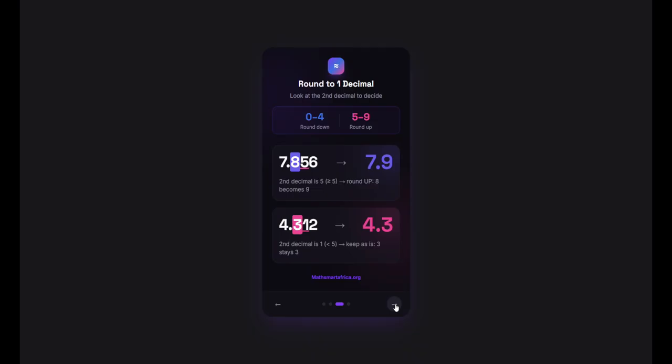In the first number, the first decimal is an 8, second decimal is a 5, so the 8 increases with 1, and it becomes 7.9. In the second number, the first decimal is a 3, the number next to the 3 is a 1, so the 1 is between 0 and 4, and the 3 stays the same, and the answer is 4.3.